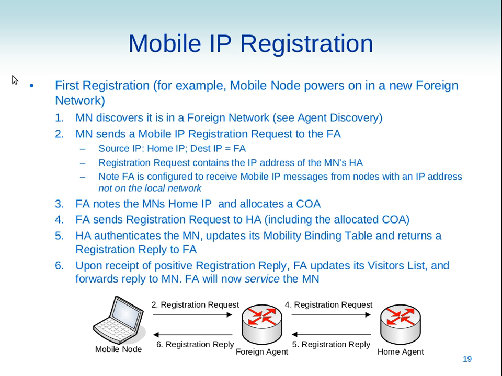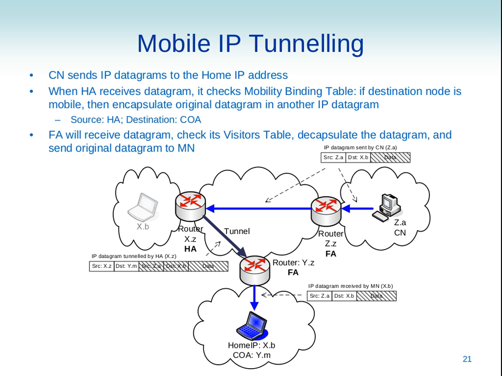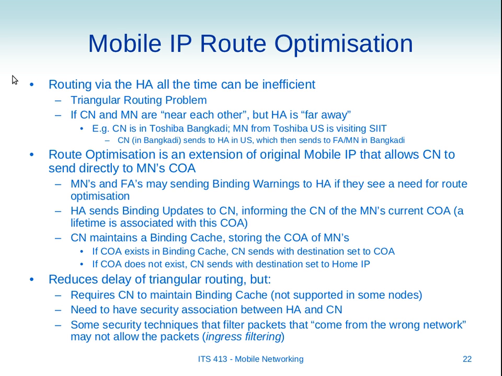We've gone through registration, how to discover an agent, we've gone through tunneling, and route optimization. We're not going to go through these extra features, but they provide some improved performance at some other trade-offs. What else do we have?